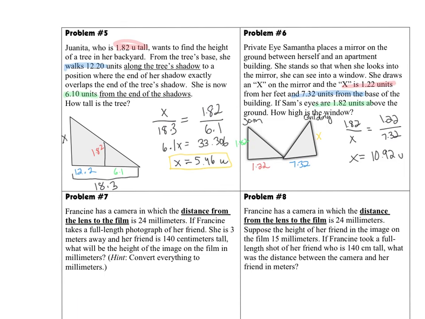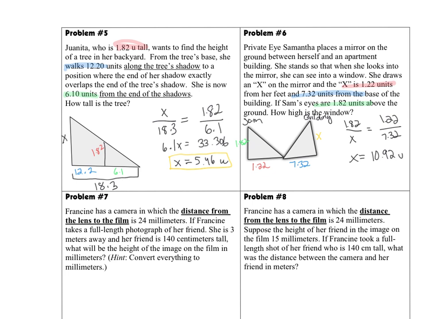All right, in this problem, we have Private Eye Samantha places a mirror. So the mirror is going right here on the ground between herself and the apartment building. So this is Sam over here, and this is the apartment building. Okay, so she is 1.1 units from that mirror. So here's the mirror. She is 1.1 units from there.